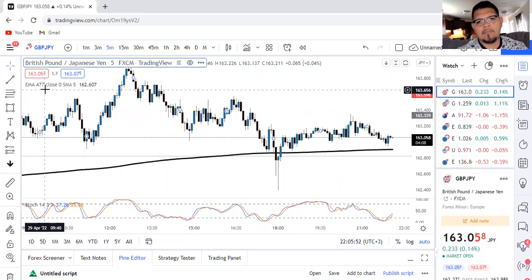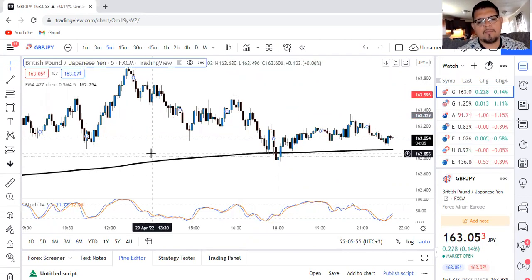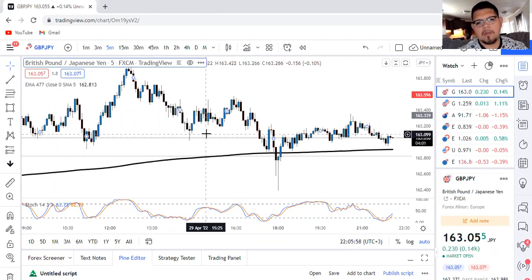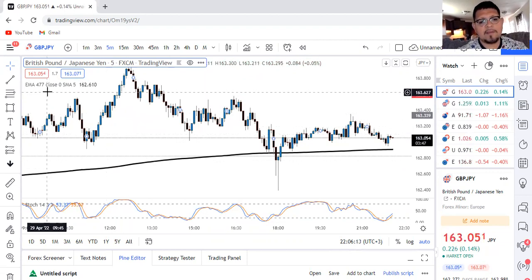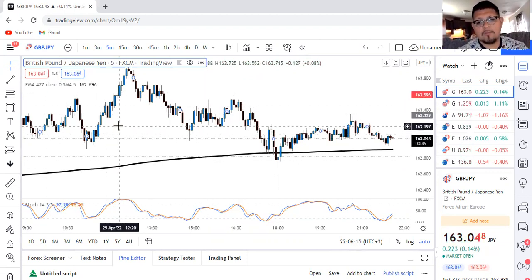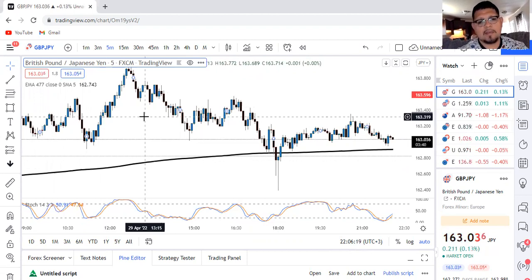This 477 moving average resembles a moving average on the 1 hour time frame, which is the 31 moving average. How do you know that it's a 477 or the 31 moving average? Simple. You can put 477 divided by 12. Why 12? Because there are 12 five-minute candles in an hour.